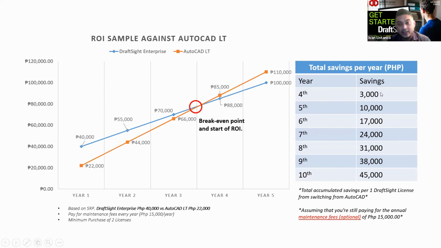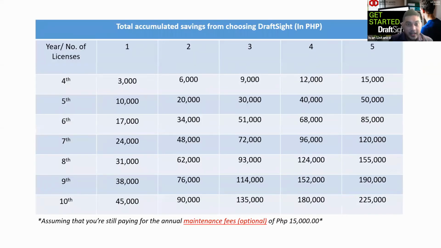Kasi 1:1 license lang to ha. Pero we all know majority naman ng mga company, may mga around 3 or 5 to 10 mga licenses, ganun. Kaya ipapakita ko sa inyo, let's say, kunyari, number of licenses nyo over the past year. Kunyari, on your 4th year, meron kang 5 licenses. So, meron ka lang 15,000. On your 10th year, meron ka lang 225,000. Again, assuming that you're still paying for the annual maintenance fee na 15,000. So, you can see naman, di ba, na malaki pa rin yung magiging savings natin pag nag-switch tayo or we choose DraftSight over AutoCAD LT.